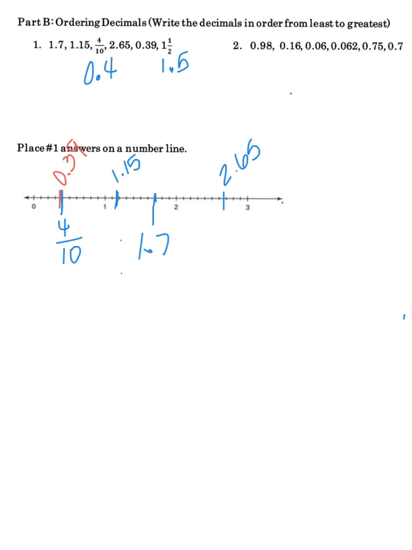So 1 5/10 would fall 5 places from the whole number 1. All right, and just by using the number line, we have our decimals and fractions in order from least to greatest.